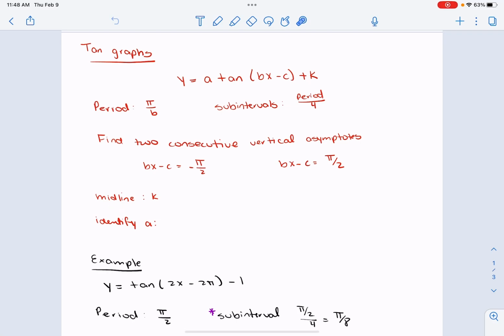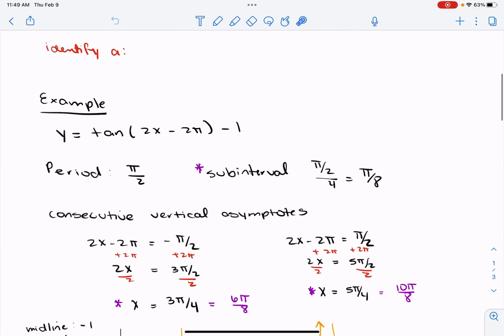Your midline is still going to be k, and you're going to identify your a value. Now remember, the a value was our amplitude back with sine and cosine, but remember we also used that a when we were graphing the cosecant and the secant. Well, we're going to use this a as well, but it's not an amplitude, because remember that the tangent and cotangent have an infinite number of solutions for the y value, for their output.